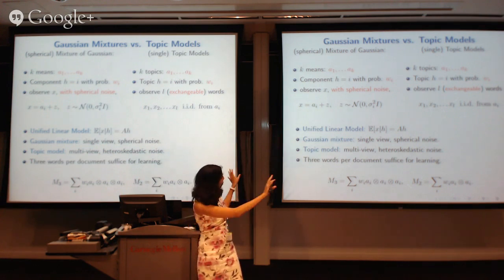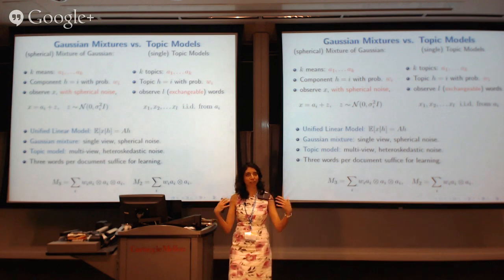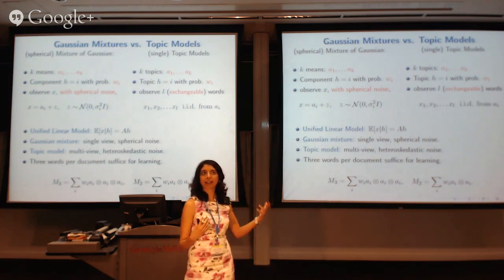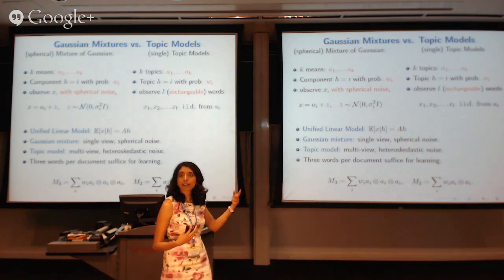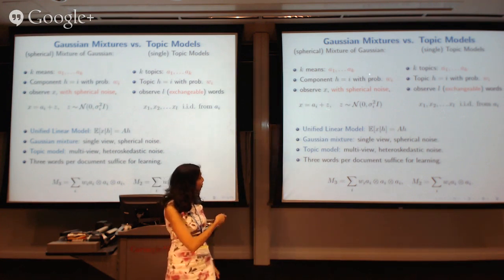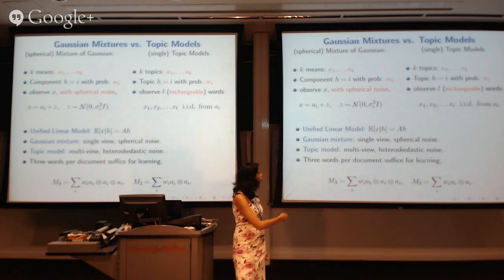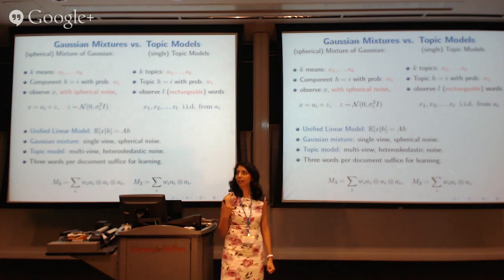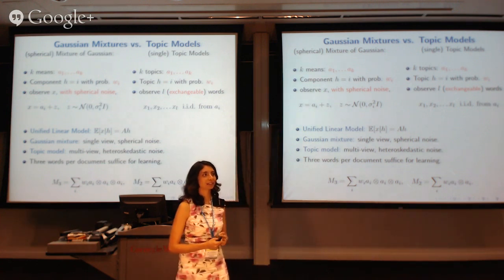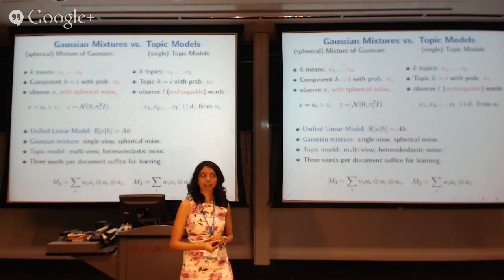Although you usually do not think of discrete and continuous distributions in the same light, when we think of the moments and how they relate to these unknown parameters in Gaussian mixtures as well as topic models, you can reduce it to the same form here. And that's the strength of these methods, that you can see them in a unified light. So any questions here?